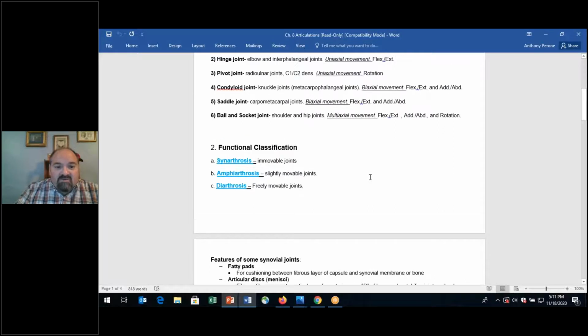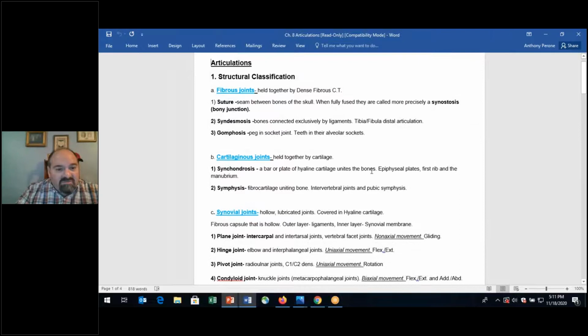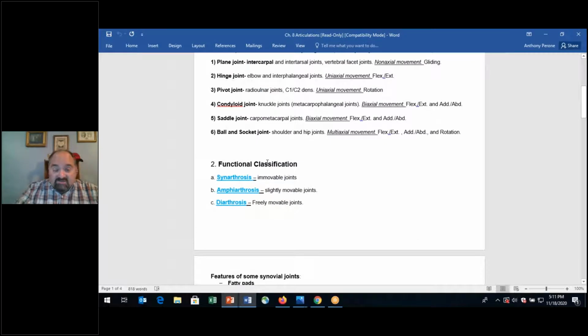Now you'll see here, this first page is a very important page and has a lot of information in one page of note. It is a very important page to review and go over, as far as seeing how the classifications of joints work, as we have them in a structural classification and a functional classification.